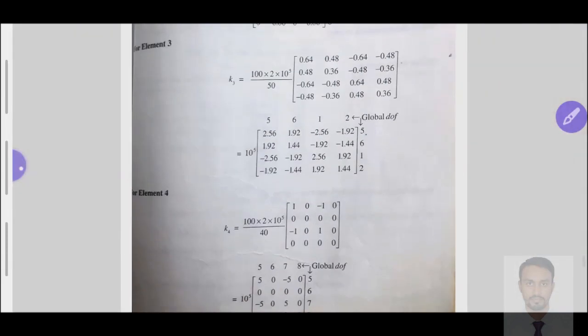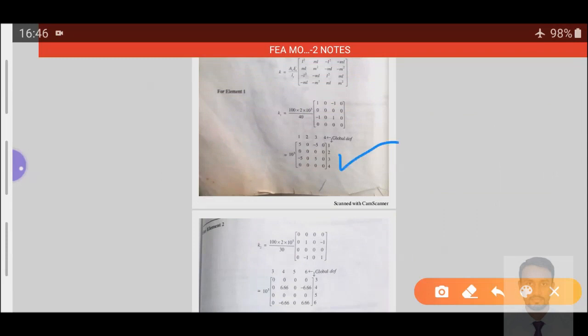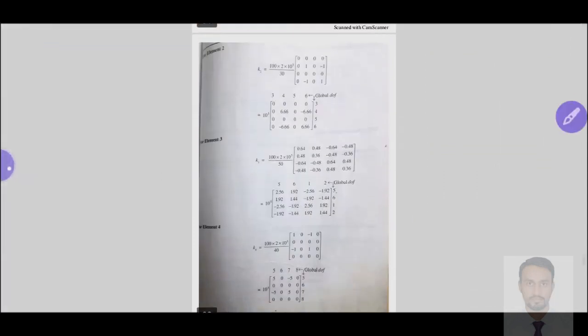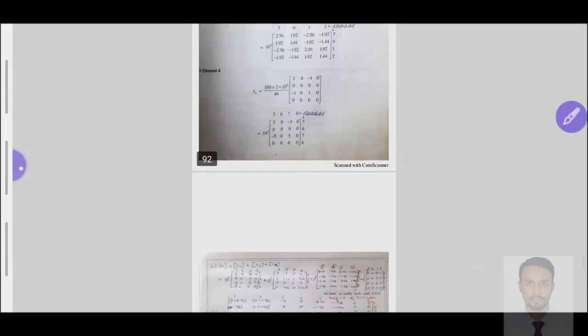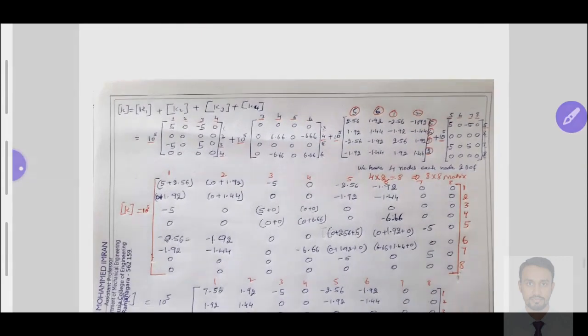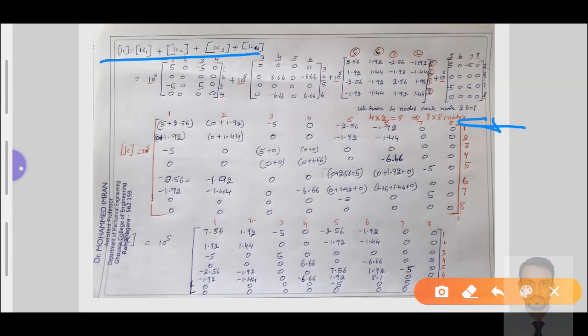We got all the elemental stiffness matrices for the truss elements: element number 1 stiffness matrix, element number 2 stiffness matrix, element number 3 stiffness matrix, and element number 4 stiffness matrix. We have all the 4 stiffness matrices. I have taken all the 4 stiffness matrices here. After taking them, we get the global stiffness matrix K equal to K1 plus K2 plus K3 plus K4.